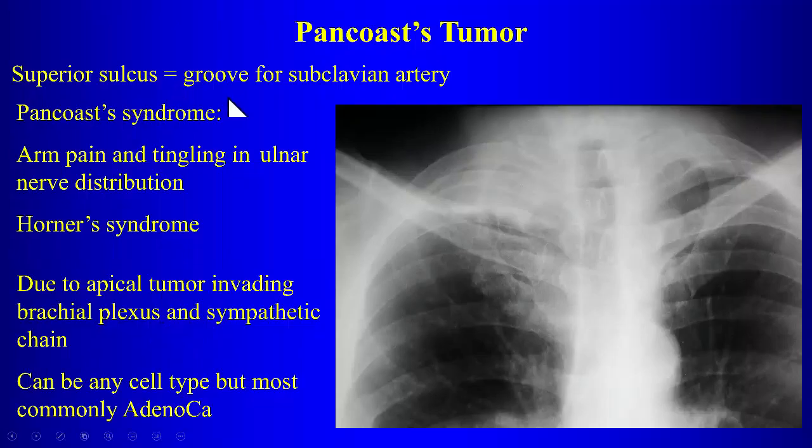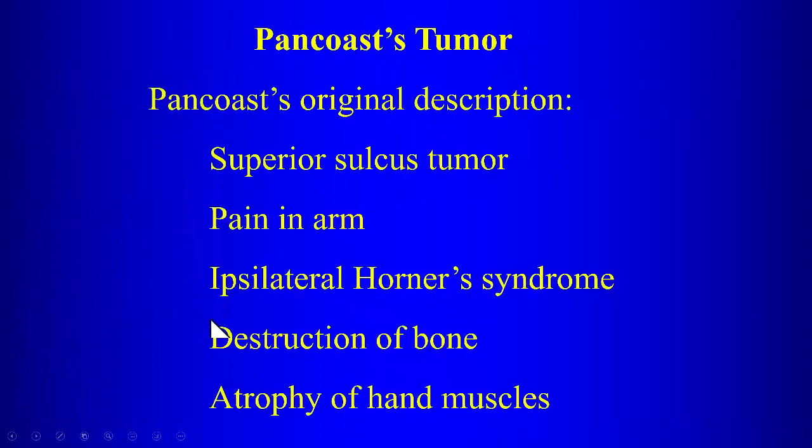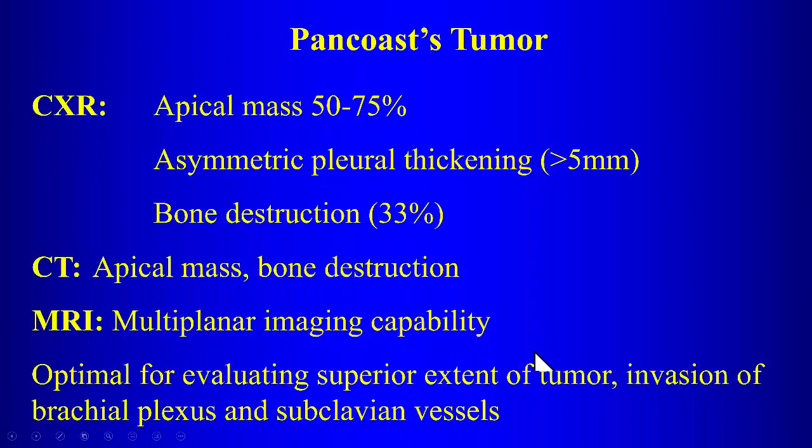The superior sulcus, also called superior sulcus tumor, is a groove for the subclavian artery. Pancoast syndrome: arm pain and tingling in an ulnar nerve distribution, Horner's, and it's due to apical tumor invading the brachial plexus and the sympathetic chain. These can be any cell type, most commonly adenocarcinoma. In Pancoast's original description, he describes superior sulcus tumor, pain in the arm, ipsilateral Horner's, destruction of bone, and atrophy of the hand muscles.